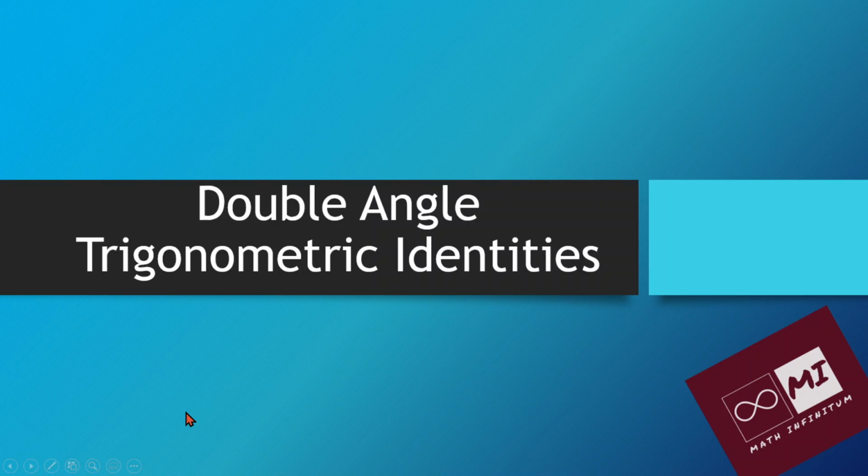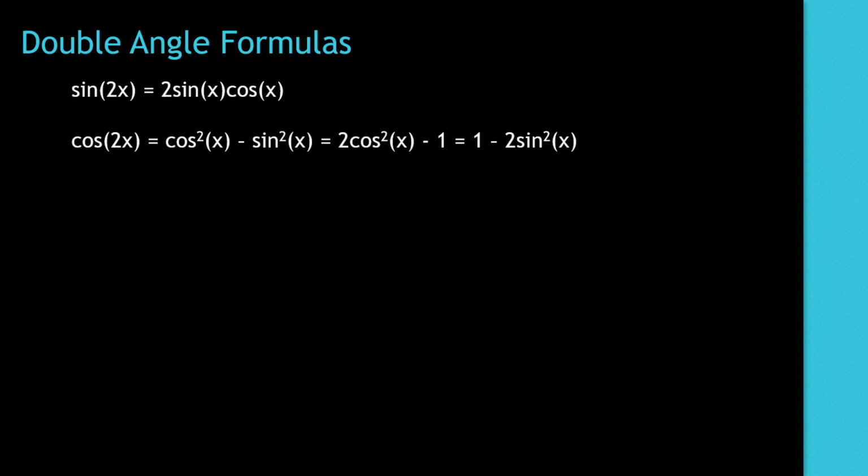We're continuing in our unit on trig identities, and today we're going to look at the double angle formulas. So here they are. If we have sine of a double angle, it's going to equal 2 times sine of x cosine of x. Now cosine has 3 different versions of it. And so let's pay attention to that. But I want to show you where these come from.